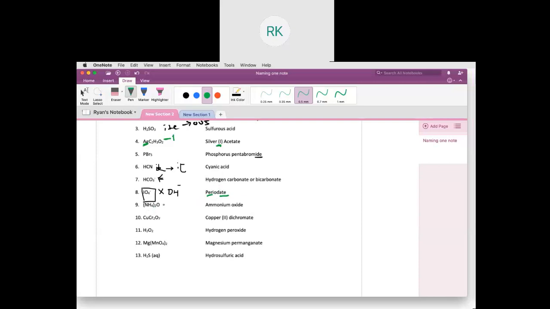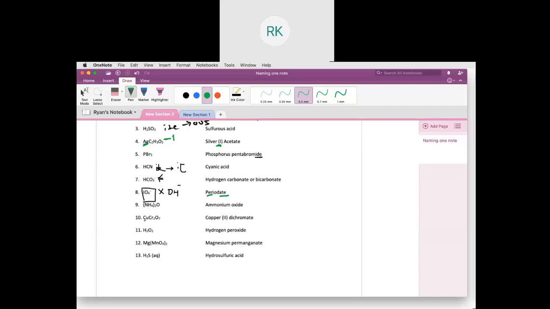(NH4)2O, right? O is oxygen, so we'll name it as oxide. And the cation portion is our ammonium polyatomic. So ammonium oxide. Not ammonia oxide, but again, ammonium.